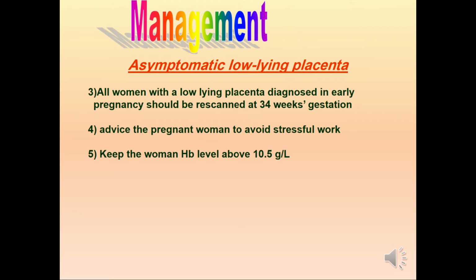Now we'll talk about management. Asymptomatic low-lying placenta: all women with a low-lying placenta diagnosed in early pregnancy should be rescanned at 34 weeks of gestation. Advise the pregnant woman to avoid stressful work. Keep the woman's hemoglobin level above 10.5 grams per deciliter.